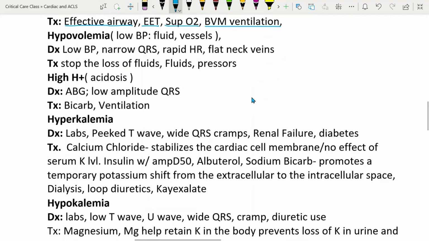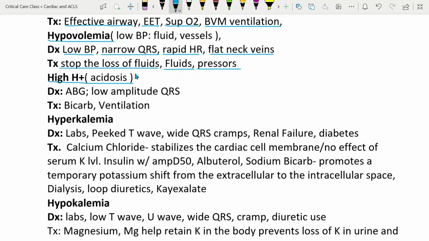Next is hypovolemia. Diagnosis can be supported by trending low blood pressures, narrow QRS, rapid heart rate, flat neck veins. It is treated by stopping the loss of fluids, administration of supplemental fluids, and consideration of possible vasopressors. Next is hydrogen ions, which is acidosis.